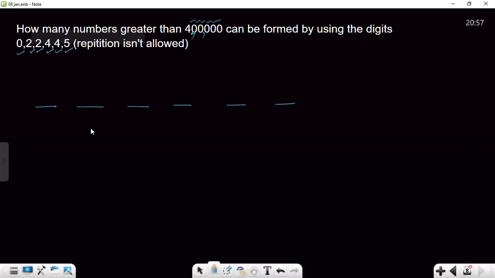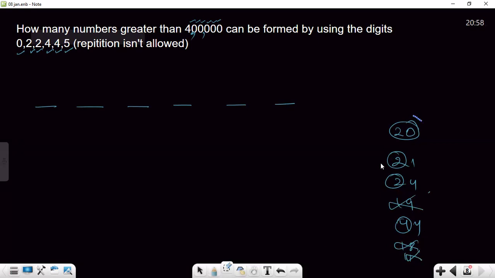Now, if any number is greater than 4 lakh, then the first digit should be 4 or more than 4. Is everyone agreed? If I'm saying 20, 21, 24, 19, 44, 18, 11, the numbers greater than 20 have the same first digit or more. Numbers having the first place less than 2 are definitely smaller than 20.